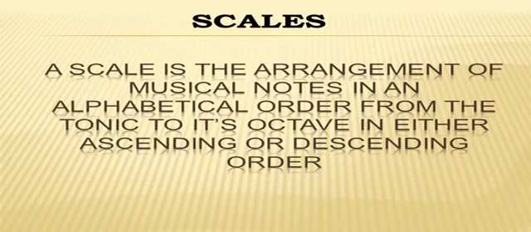What is a scale? A scale is the arrangement of musical notes in an alphabetical order from the tonic to its octave in either ascending or descending order. I repeat, a scale is the arrangement of musical notes in an alphabetical order from the tonic to its octave in either ascending or descending order.